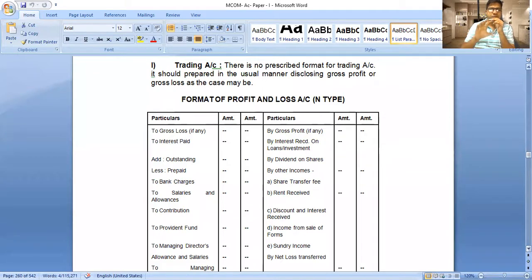On that they prepare the profit and loss account. Similar type of profit and loss account is there. The same profit and loss account we will prepare while solving our problems. These things you have to keep in mind. It is in T form that you have to keep in mind.